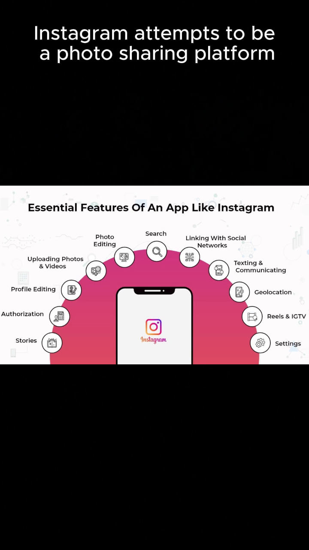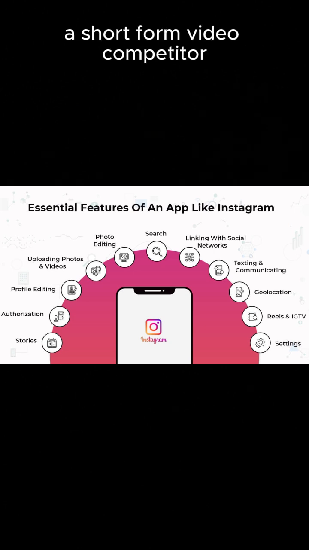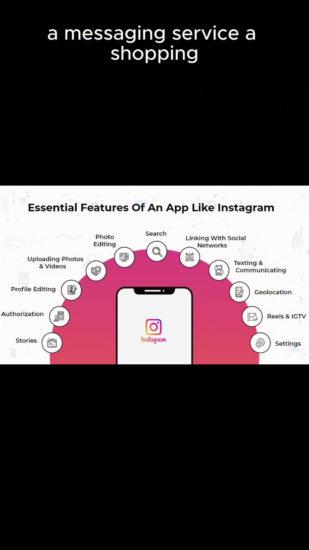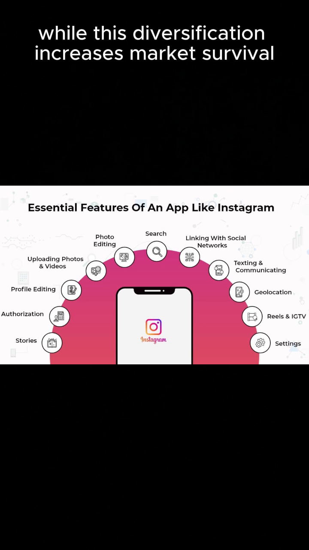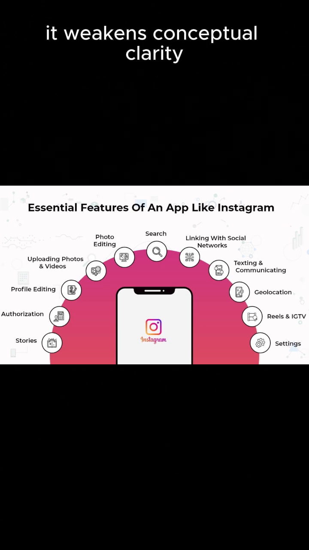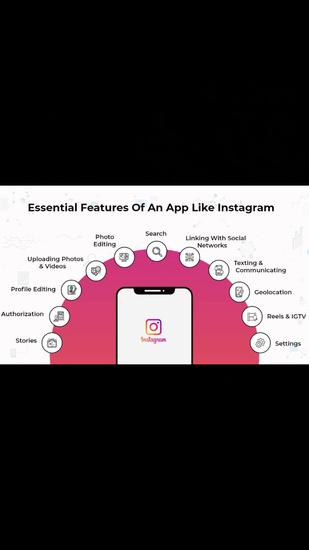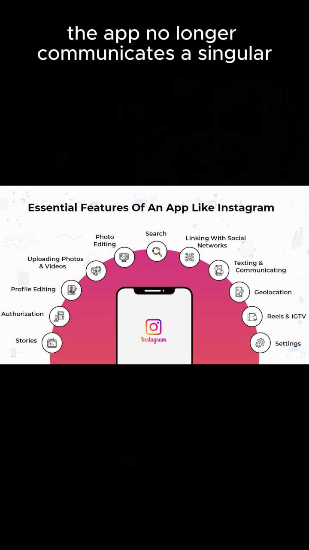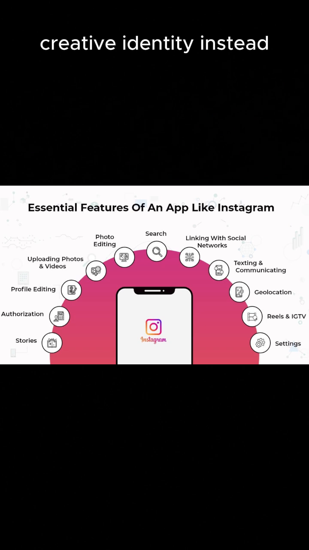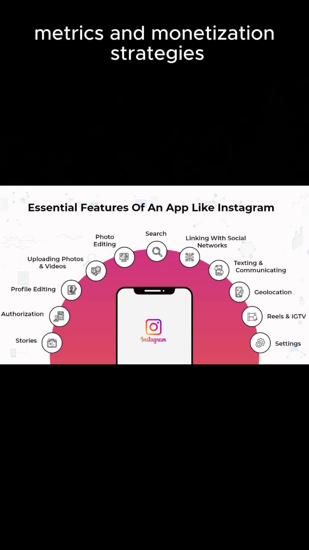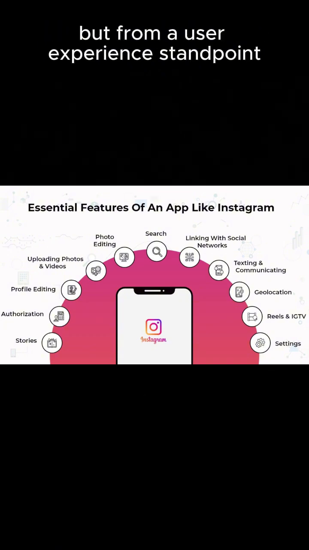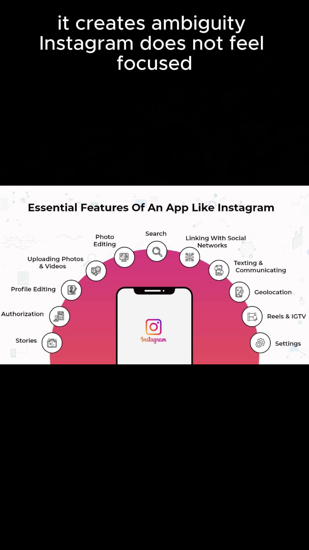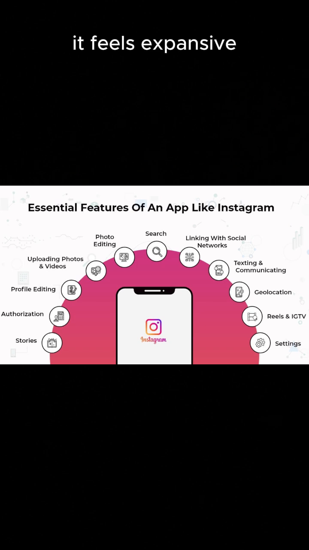Instagram attempts to be a photo sharing platform, a short form video competitor, a messaging service, a shopping marketplace, a social networking site. While this diversification increases market survival, it weakens conceptual clarity. The app no longer communicates a singular creative identity. Instead, it prioritizes engagement metrics and monetization strategies. This may strategically be intelligent, but from a user experience standpoint, it creates ambiguity. Instagram does not feel focused, it feels expansive.